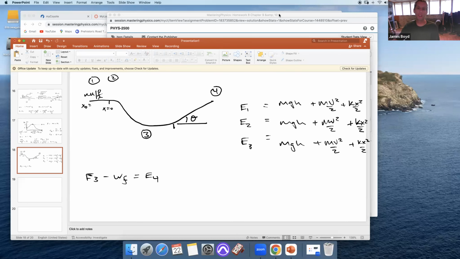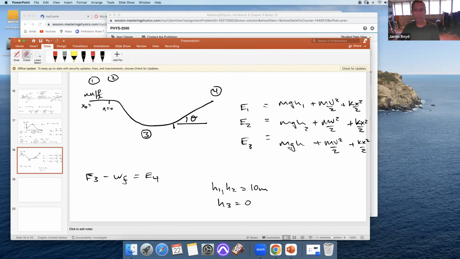Now, we're going to assume, looking at this, that H1 and H2 are 10 meters and H3 is 0. So let's get rid of H3. Also, we're going to clear the spring, so X1, X2, and X3 are going to be not applicable or 0. So we can get rid of these guys. Okay.